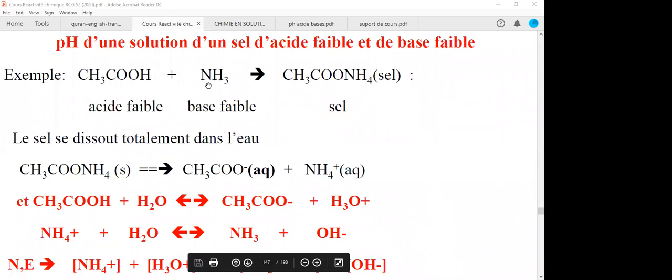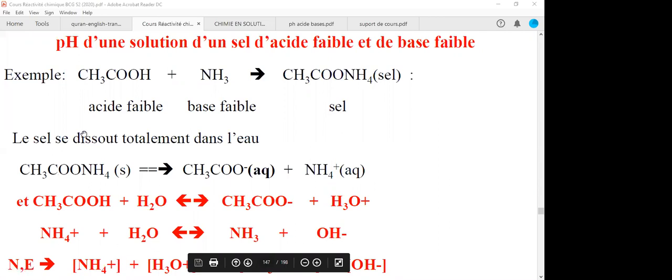We have this one, the NH4 plus, which comes from the decomposition of the salt. The NH4 plus, which comes from the decomposition of the salt, when it reacts with water, it forms NH3 and the hydroxide.